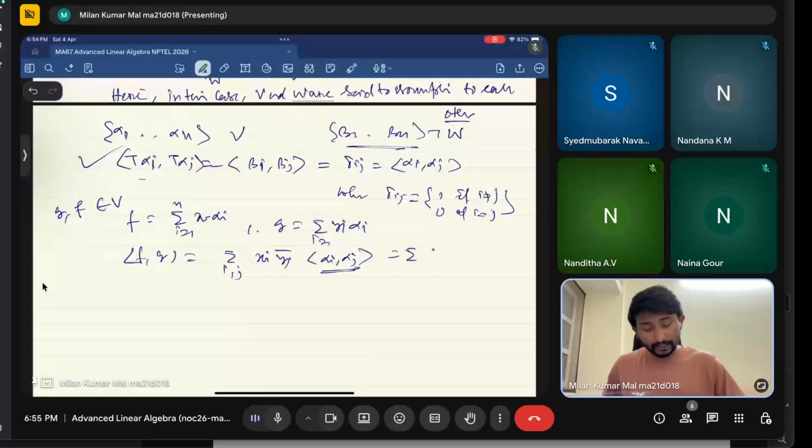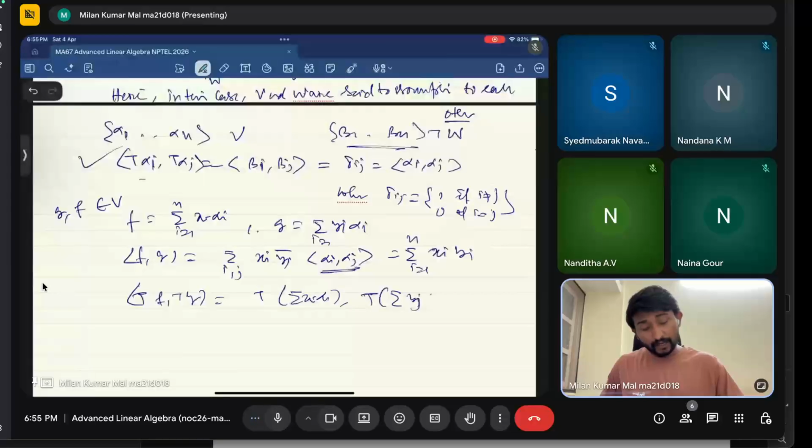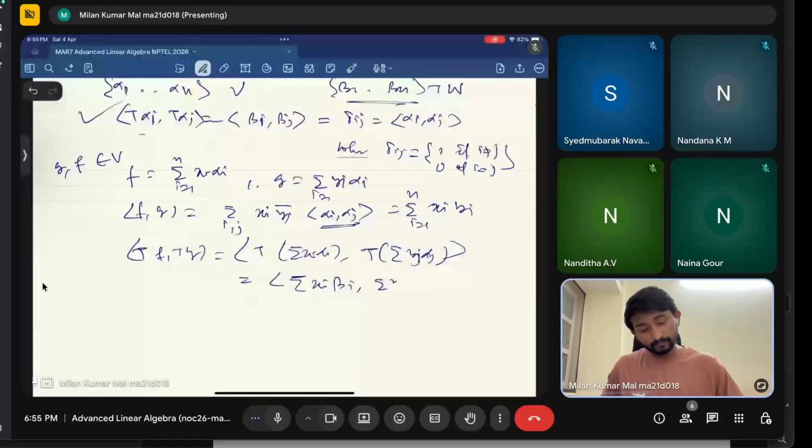So then you can check that ⟨TF, TG⟩, which is supposed to be equal to the inner product of T of summation xi alpha i and T of summation yj alpha j, and you will get that this is equal to the inner product of summation xi beta i and summation yj beta j, and similarly you will get the summation of xi yi bar. That means the inner product of ⟨F, G⟩ equals the inner product ⟨TF, TG⟩. So that way it will hold.